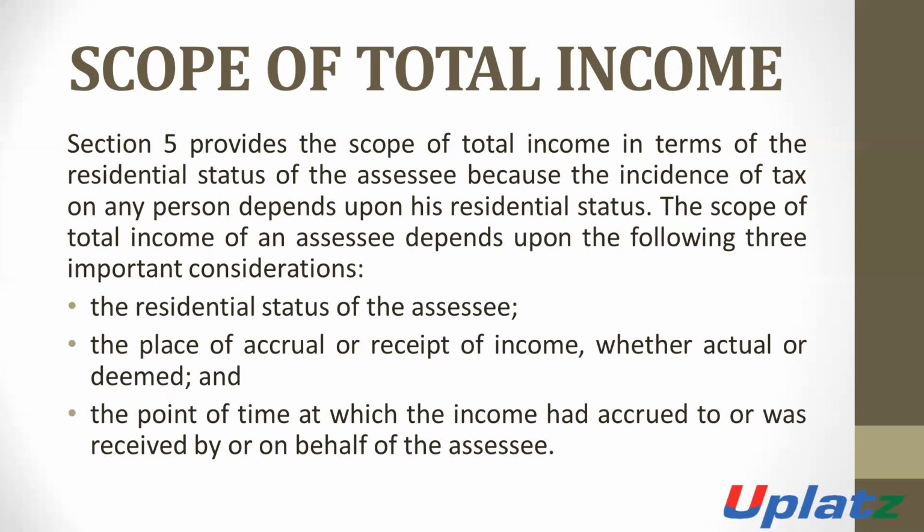So the scope of the income of any assessee depends upon the following three considerations. There are three points which are required to be considered when we calculate the scope of income, the total income of the assessee. Number one is the residential status of the assessee. First we will check and determine the residential status of the assessee.